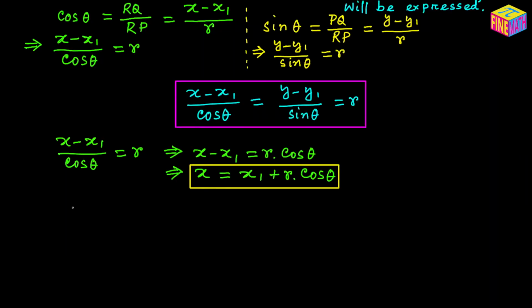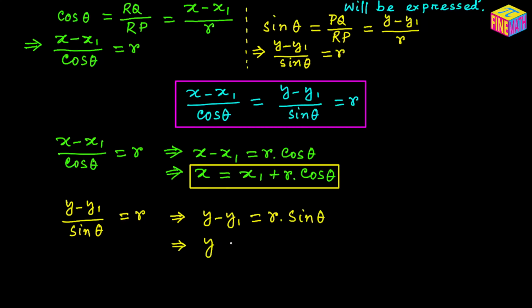So we had (y minus y sub 1) over sine of theta is equal to r, and from here we can say y minus y sub 1 is equal to r times sine of theta. And from here we can then say y is equal to y sub 1 plus r times sine of theta. So we have been able to find the value of y also. So now we clearly know the coordinates of the point P.